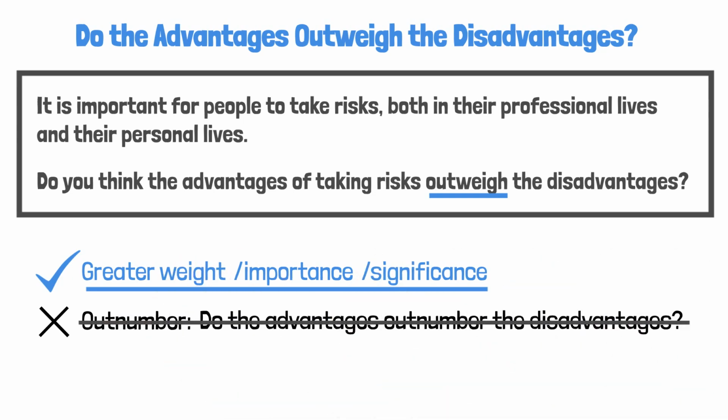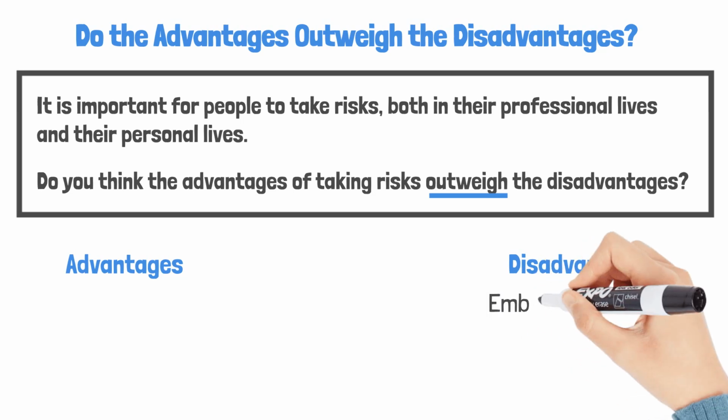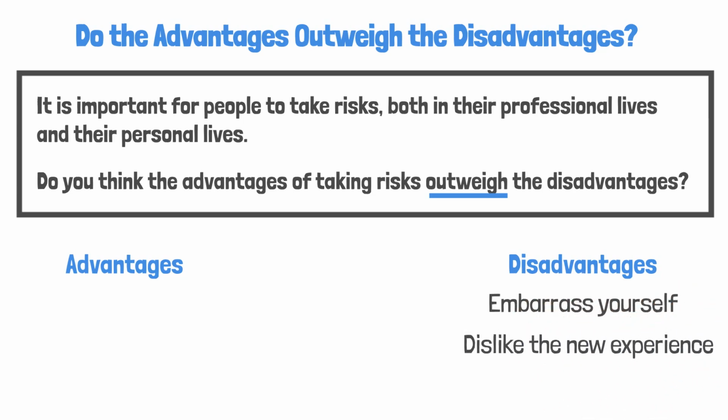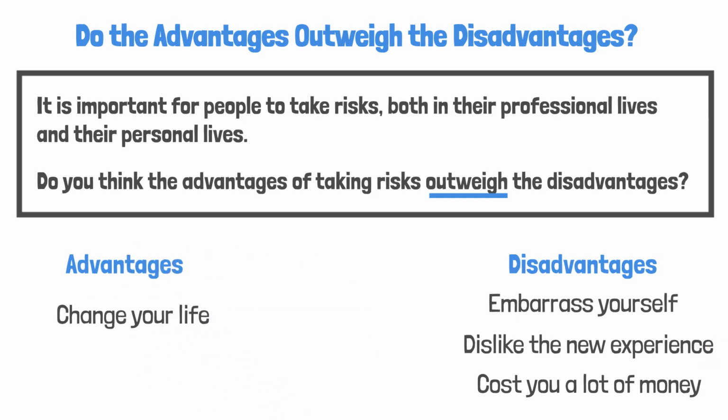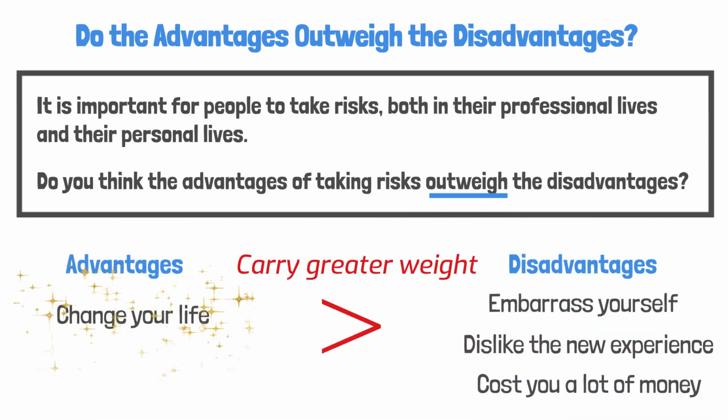For example, there are many disadvantages of taking risks. You are trying something new, something you've never done before, so you may embarrass yourself. You may dislike the new experience, and the whole journey may cost you a lot of money. But what if the risk you take can change your life? This advantage is so significant, it carries greater weight than all three disadvantages put together. Therefore, the advantages of taking risks outweigh the disadvantages. Now you know what outweigh means.